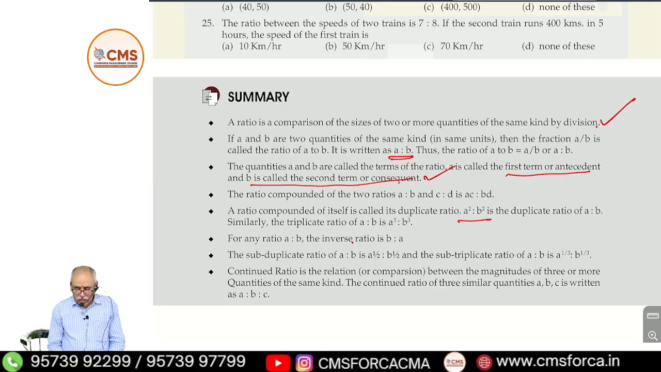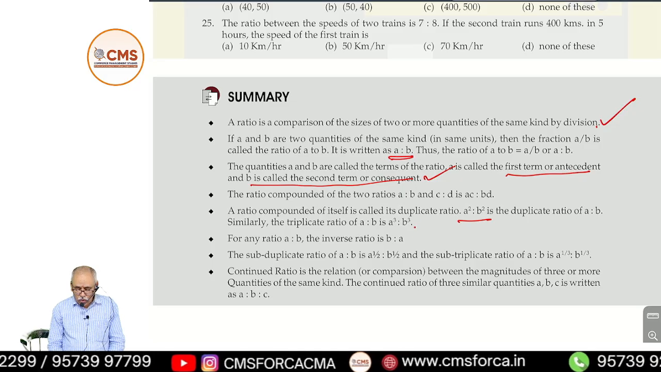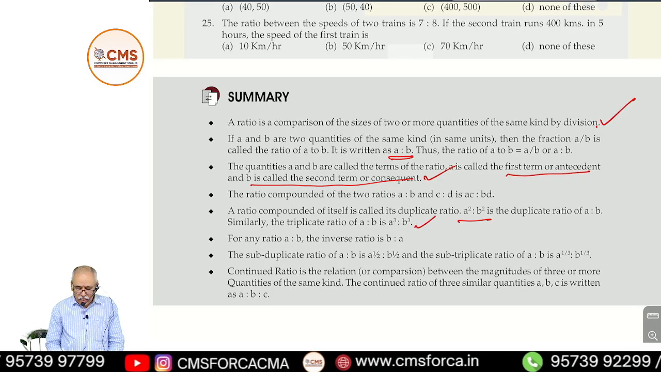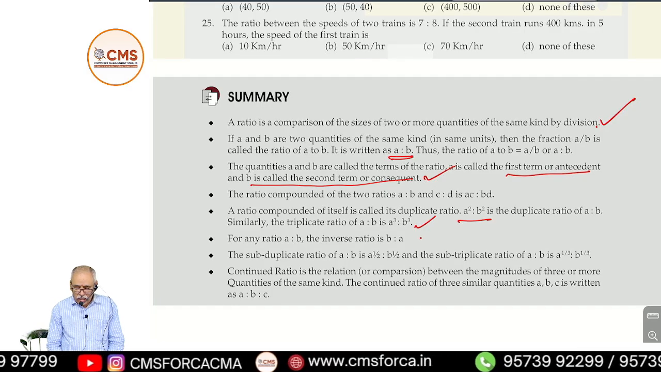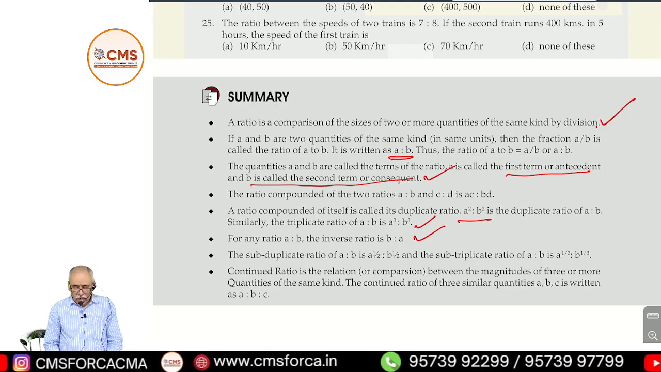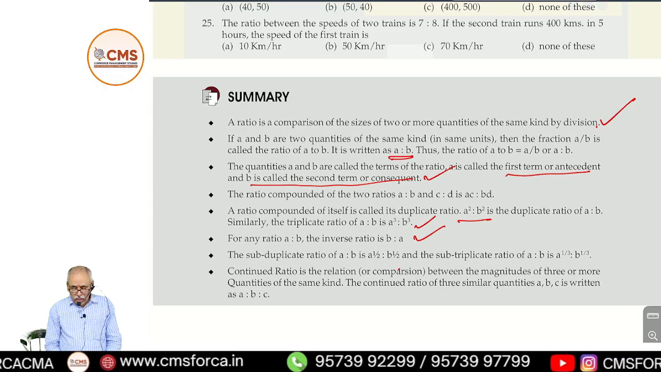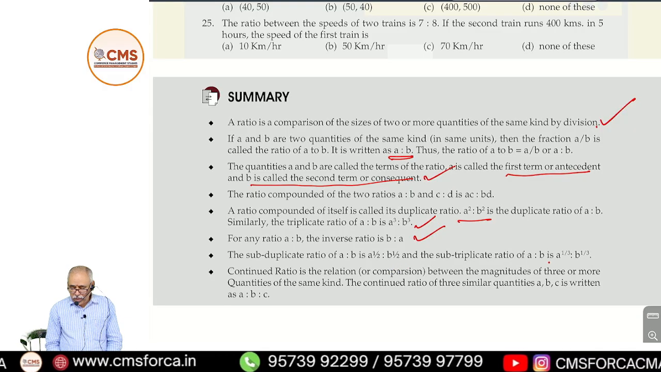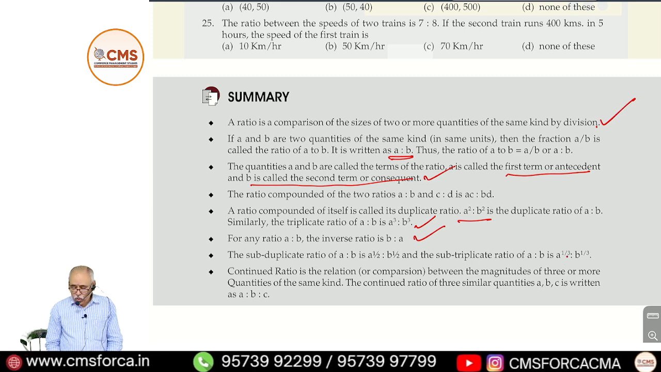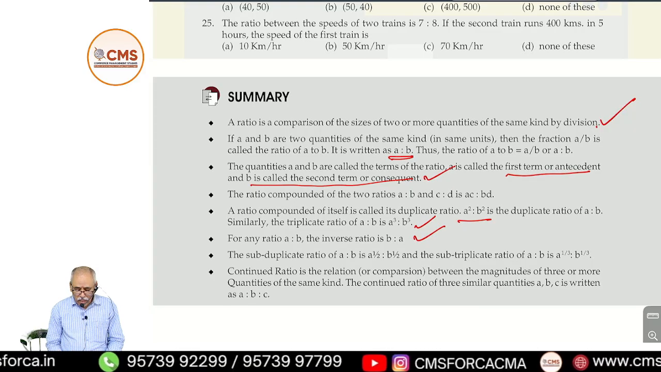So next one, the triplicate ratio of A is to B is A cube is to B cube. For any ratio A is to B, the inverse ratio is B is to A. The subduplicate ratio of A is to B is root A is to root B. The subtriplicate ratio is cube root of A is to cube root of B.